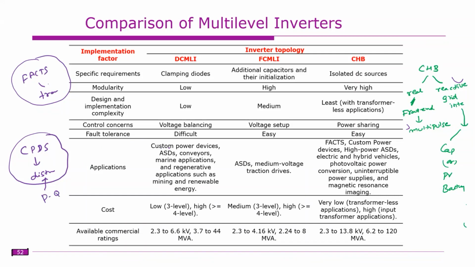So those are known as custom power devices. Okay, so we have adjustable speed drives. ASD means adjustable speed drives, that is known as motor drives. Motor drives, conveyors, marine applications, and regenerative applications such as mining and renewable energy. So these are the applications of this diode clamped multi-level inverter.